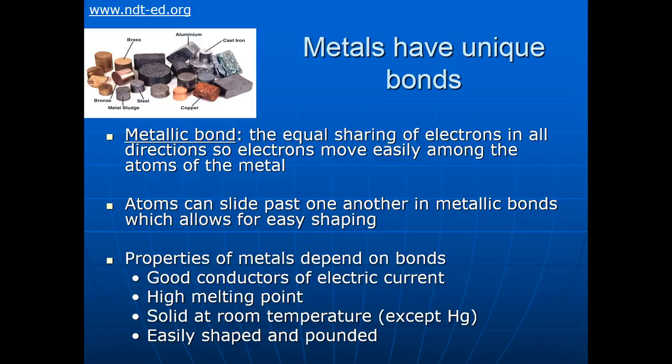Metals are extremely good conductors of electric current. They have a high melting point. They're solid at room temperature with the exception of mercury, and they're easily shaped and pounded.